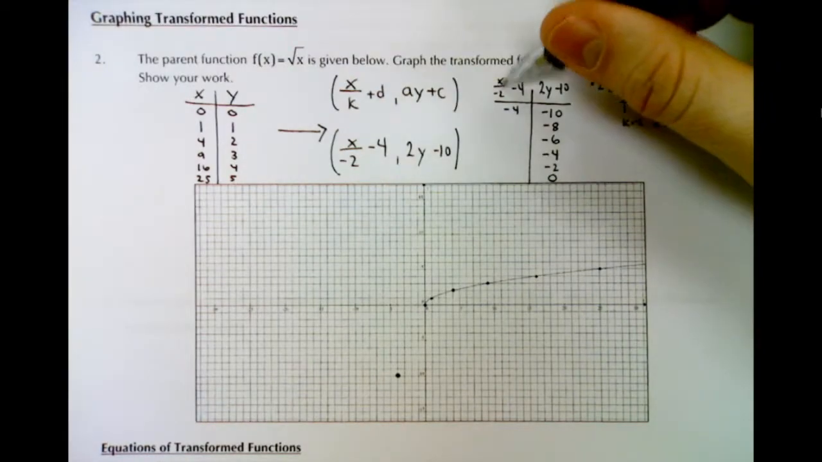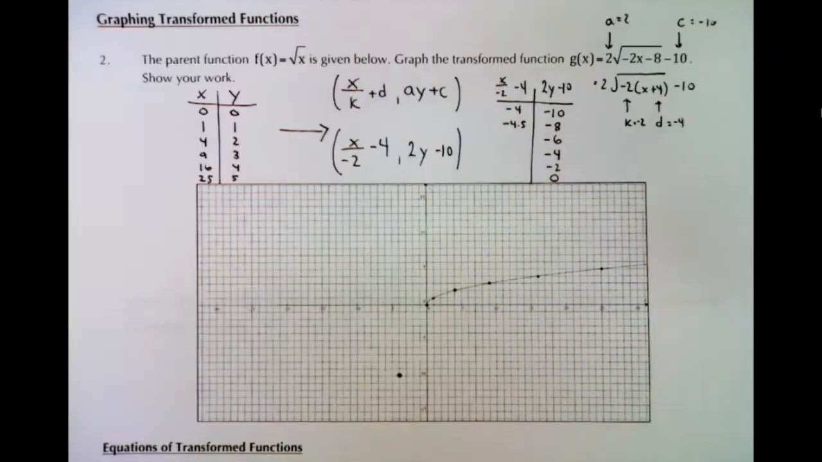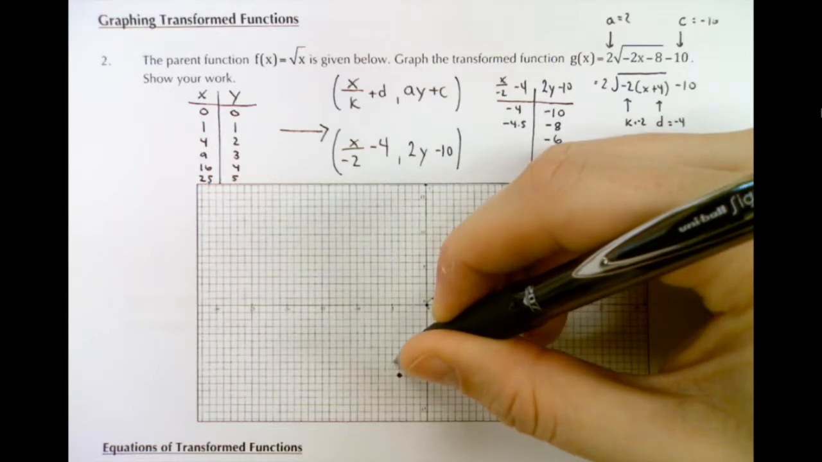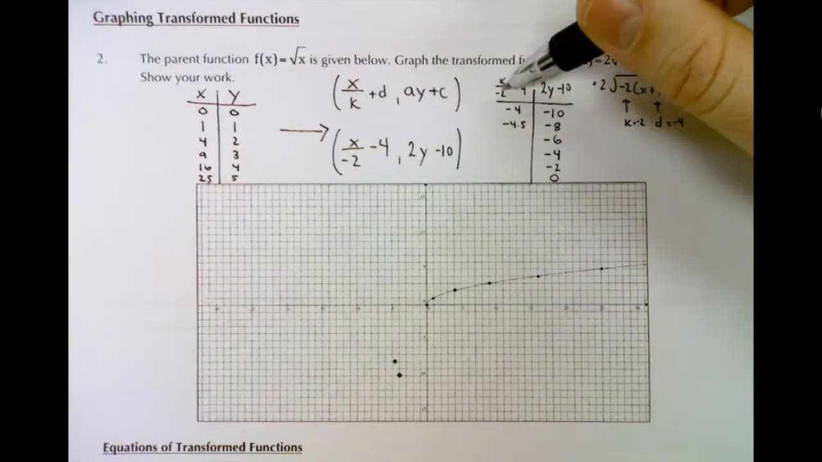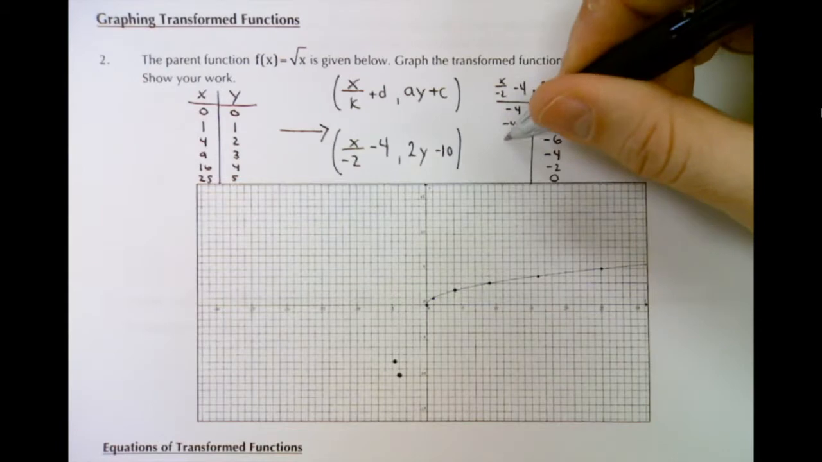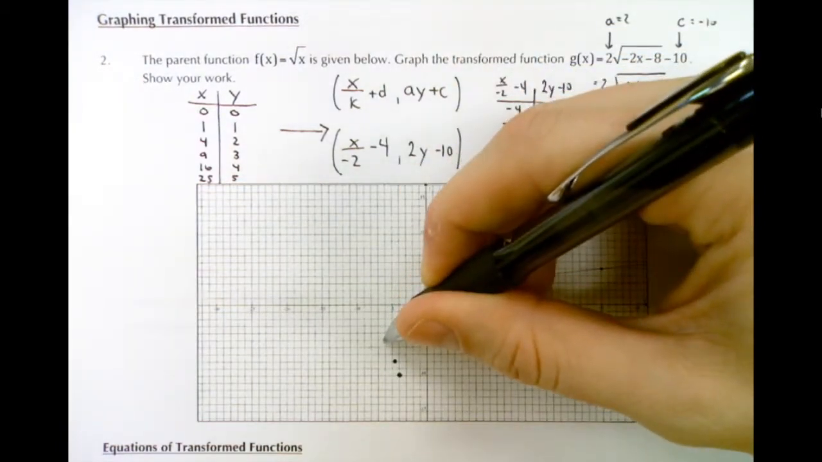1 divided by negative 2 is negative 1/2. Subtract 4 is negative 4 1/2. Negative 4 1/2, negative 8 is our next point. And our next point, 4 divided by negative 2 is negative 2. Subtract 4 is negative 6. Negative 6 is our next point. And if we keep, oh, that was wrong.